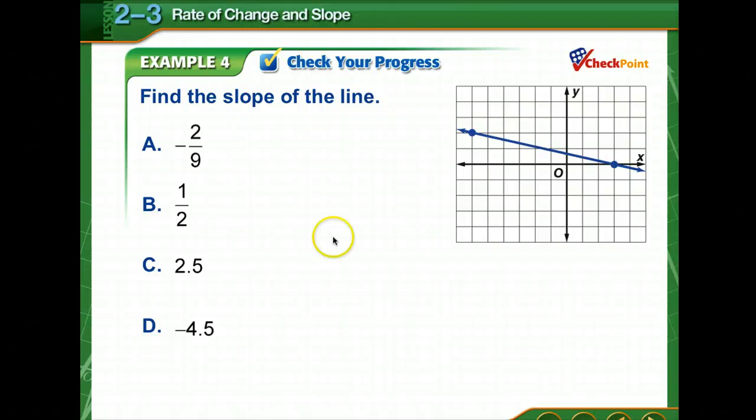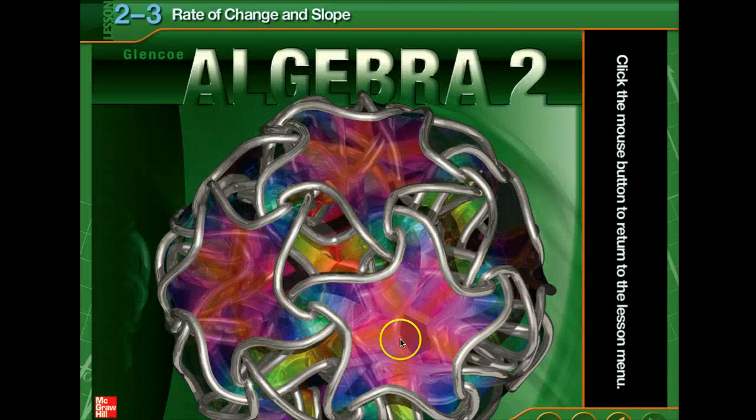Okay, time for you to check your progress. Find the slope of this line. Let's pause the video, determine your points, and find the slope. Okay, did you use points (3, 0) and (-6, 2)? So you end up with 2 minus 0 over -6 minus 3. So it's equal to -2/9. Good job, folks. Okay, you're ready to begin the exercises.